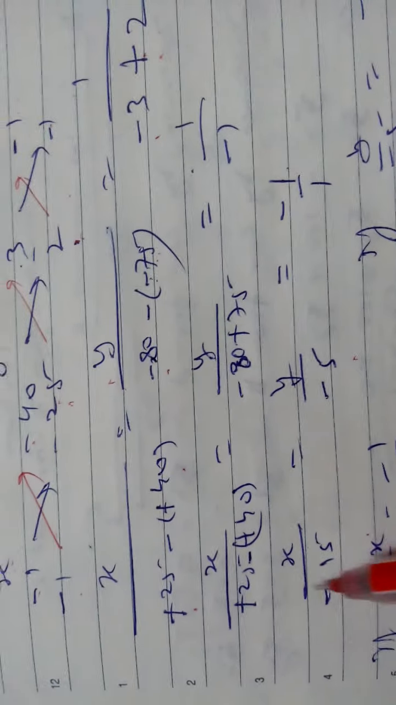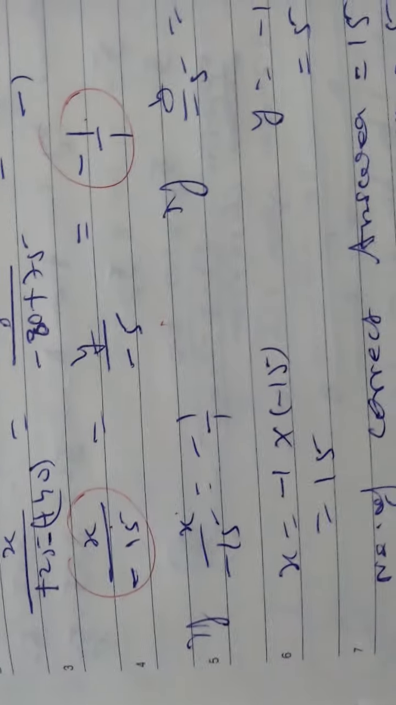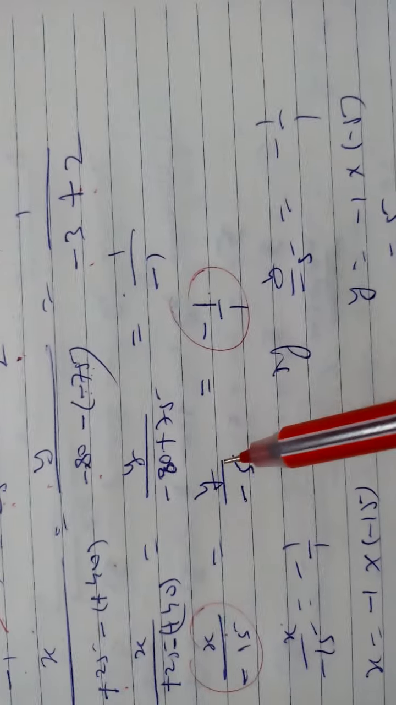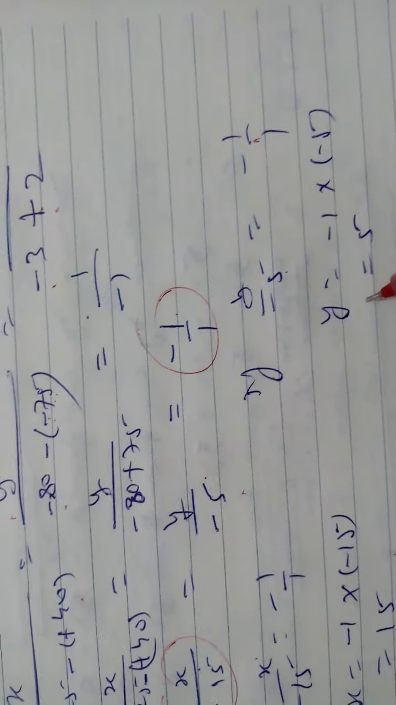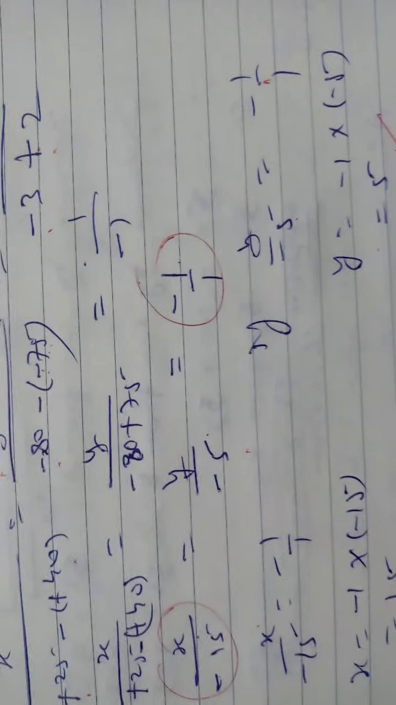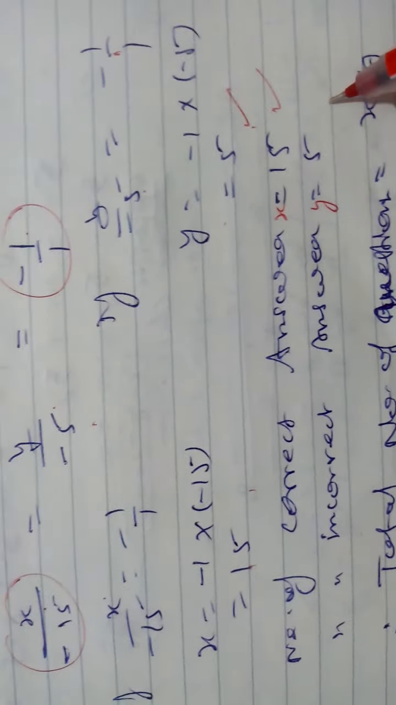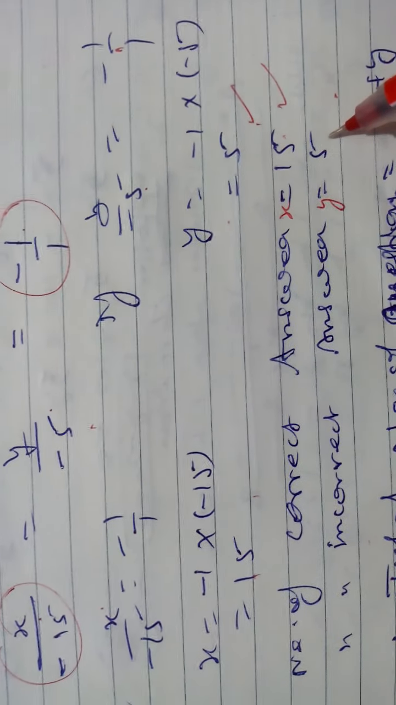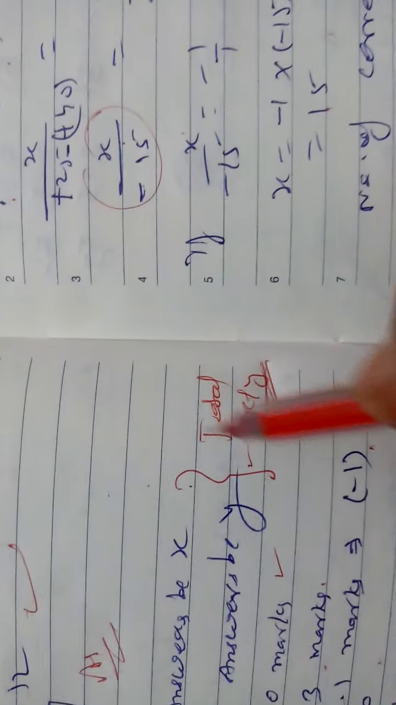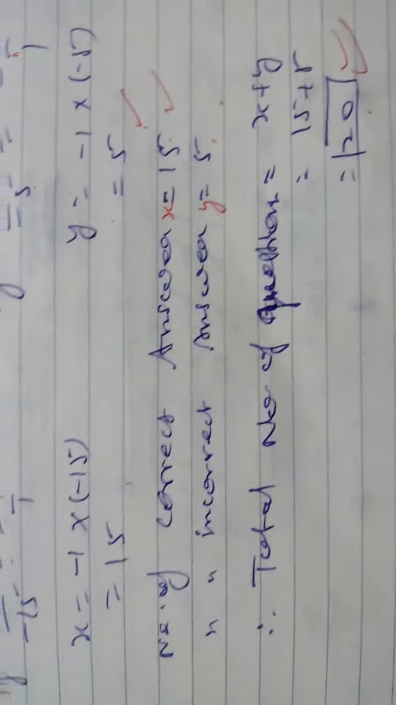So take the first and the last, constant and variable. You are getting x is 15. Cut this and take this, then you are getting y is 5. It means 15 questions are correct, that is x, and incorrect is y, 5 questions. But your answer is not 15 and 5. You want to get the total number of questions asked in the examination. So the total number of questions is x plus y, and your final answer is 20.